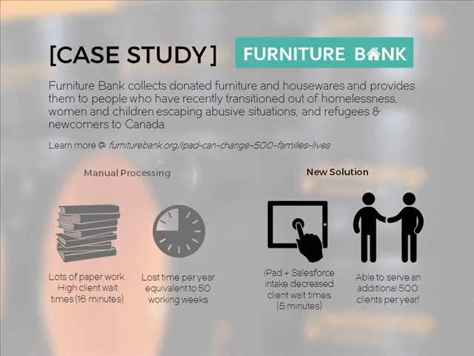So Furniture Bank is a charity and social enterprise that transfers gently used furniture and housewares to people who have recently transitioned out of homelessness, including those escaping abusive situations, refugees, and newcomers to Canada. Since they were founded in 1998, Furniture Bank has served over 65,000 individuals and families and has distributed over 380,000 items of furniture. Their clients are referred through 78 social agency partners and they run their operations with 38 staff members, 50 regular volunteers, 600 corporate volunteers, and 7 trucks.